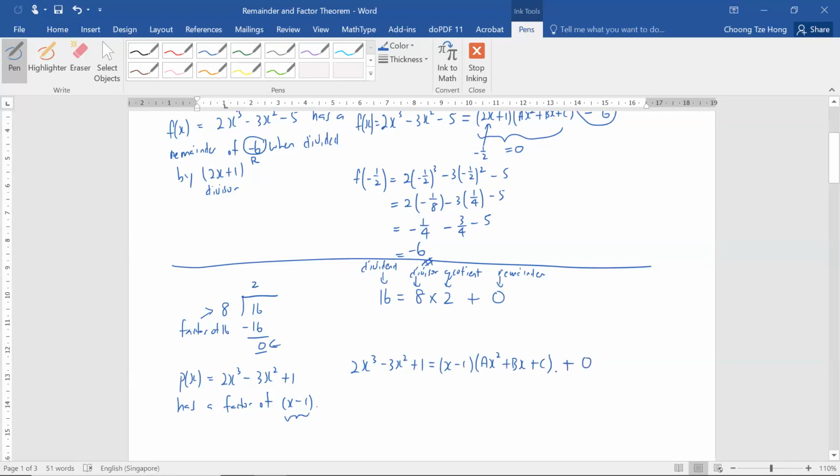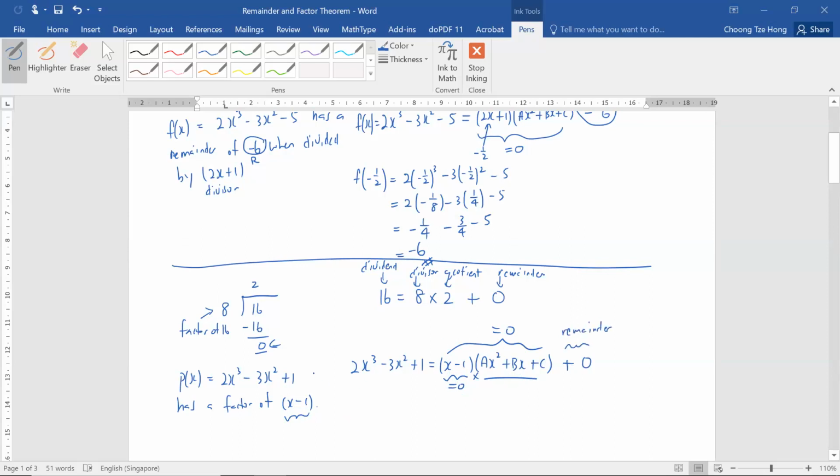So let's say they didn't tell you that x minus 1 is a factor. They want you to prove that it's a factor or just say whether it's a factor or not. Remember, I just want to make this whole thing equal to 0. And how can I make this whole thing equal to 0? I make this one equal to 0, which means now I'm going to set x equals 1. When x is 1, 1 minus 1 is 0. 0 times this whole thing, the whole thing becomes 0, and I will just be left with the remainder.